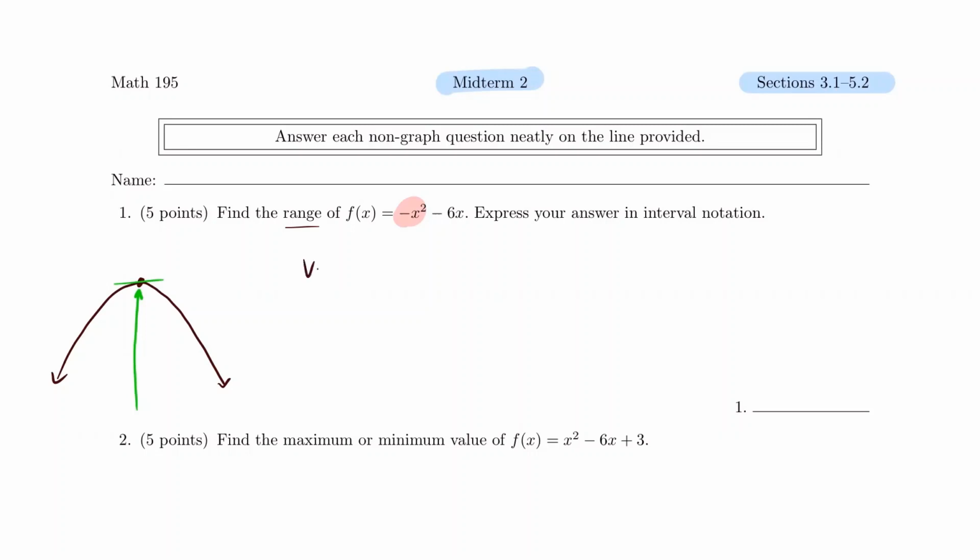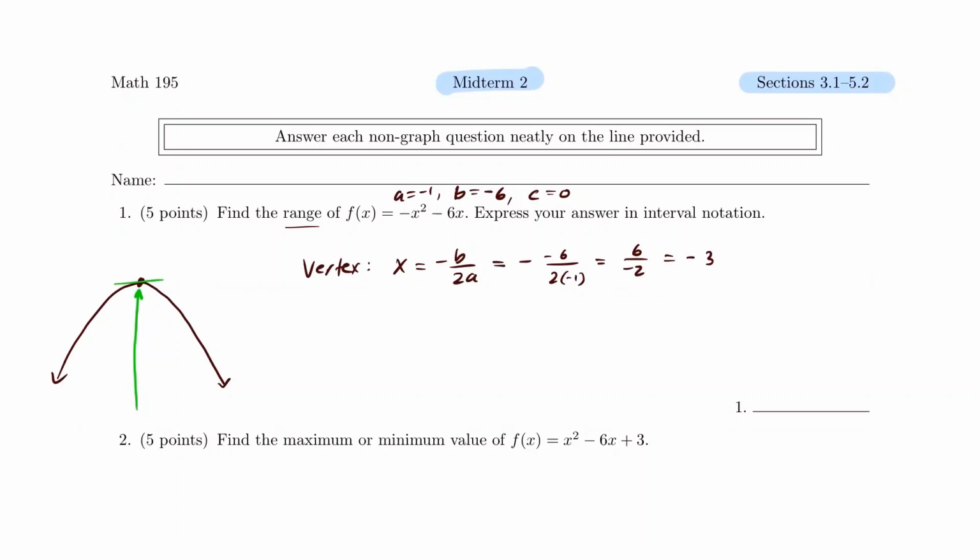Using the formula for the vertex of a parabola, the x-coordinate is given by x equals negative b over 2a. By looking at this quadratic, our a value is negative 1, that's the coefficient in front of x squared. The b value is the coefficient in front of the linear term, that's negative 6, and c is 0. Plugging this into our formula, we have negative negative 6 over 2 times negative 1, which gives us positive 6 over negative 2, and that gives us negative 3. So this maximum value happens at negative 3.